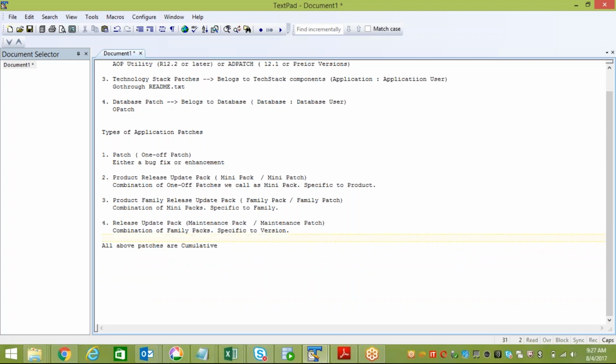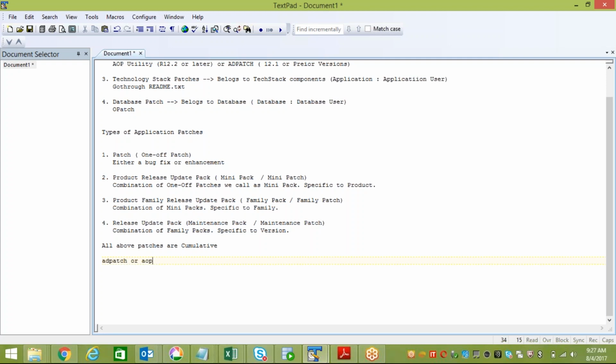Again, here I am saying a patch, I mean one-off pack, mini pack, family pack, maintenance pack, something like that. When you are going to apply these patches, you will be using either AD patch utility or AOP. By using the same utility, you would be applying the one-off pack and the family pack or mini pack, whatever.